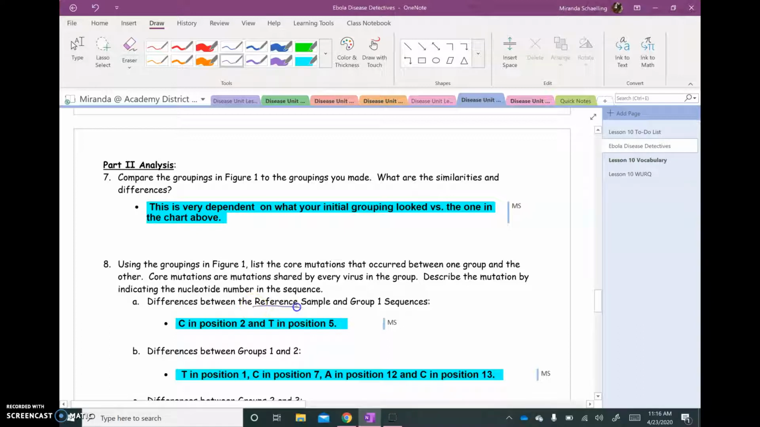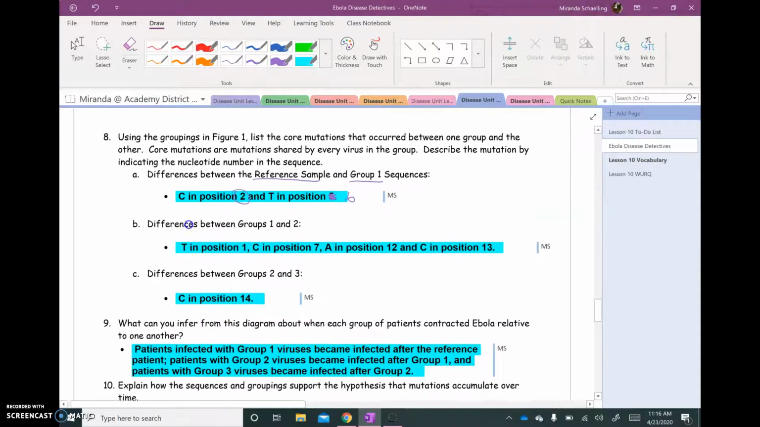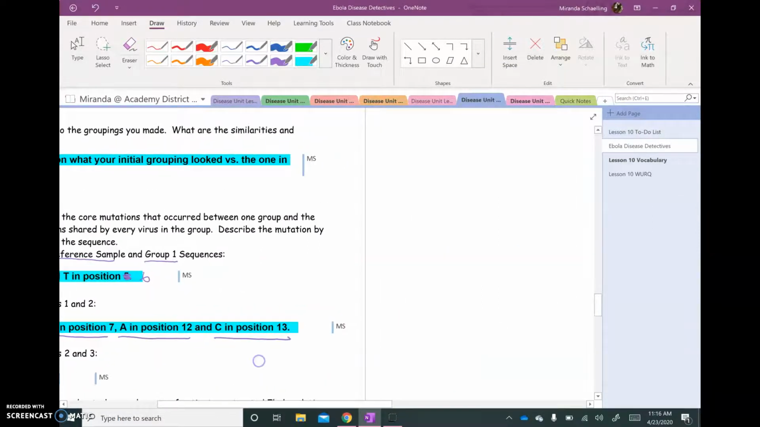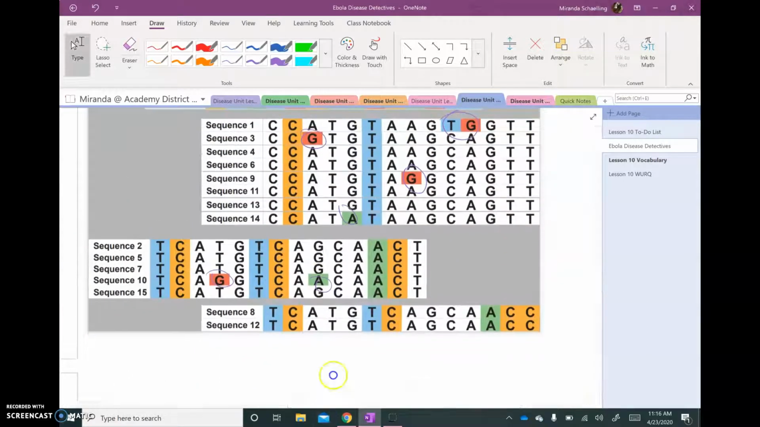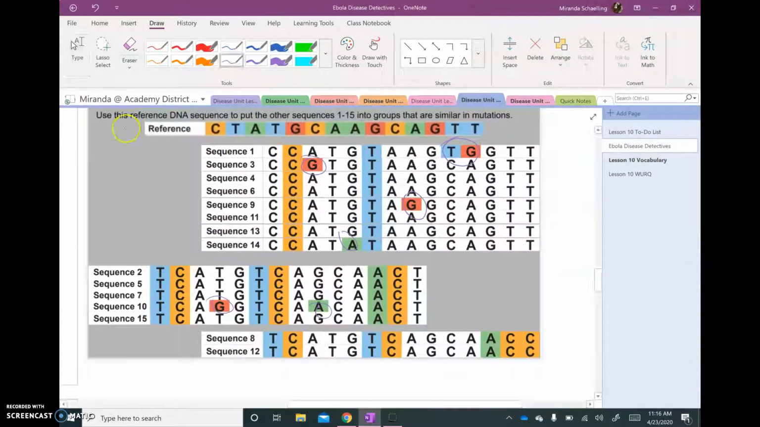So the difference between the reference sample and the group 1, we have C in position 2 and T in position 6. Between 1 and 2, we have T in position 1, C in position 7, A in position 12, and C in position 13. And then the last one is C in position 14. All right, so if we had to put them in order for who's the oldest or who's the youngest, we're going to have the reference is the oldest, then this one, then this group, then this group. Okay, so these are the newest mutants right here.